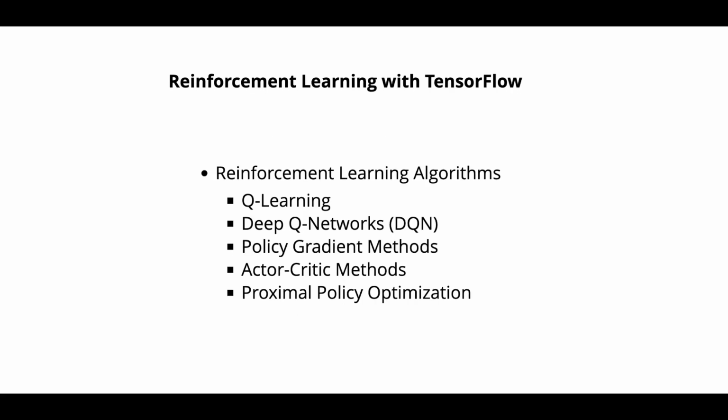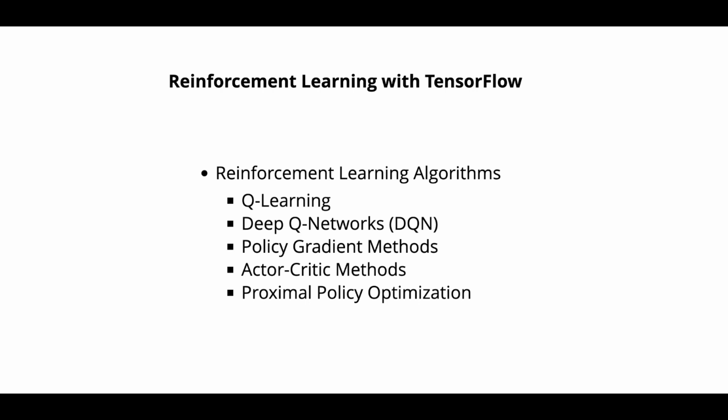The next thing that we learn is the reinforcement learning algorithms. The first one is Q-learning, a model-free RL algorithm that learns action value functions, which are called Q values, through exploration and exploitation. Next one is Deep Q Networks, which is DQN, an extension of Q-learning that uses deep neural networks to approximate Q values for high-dimensional state spaces.